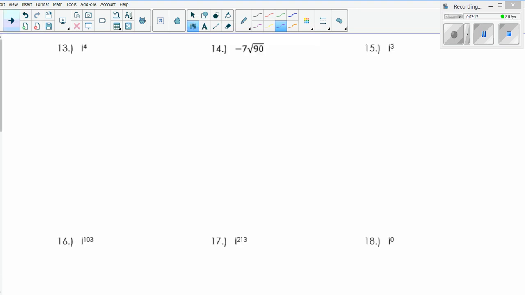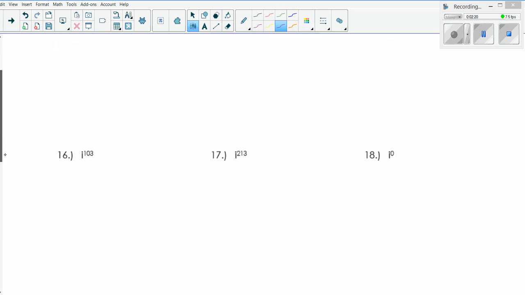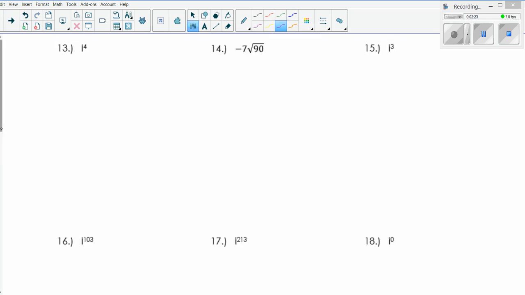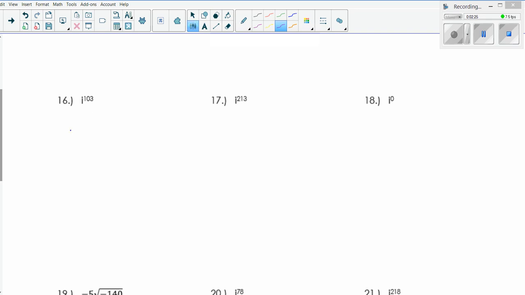So if you had a problem like, oops, sorry. Let's do a problem like number 16. So I'd start by saying i squared, and I'm trying to get as close to 103 as possible without going over 103. Okay, so I can do 51, because 51 times 2 is 102, but that leaves me with one extra i. So I have to be very careful that I'm still coming up with the same value of i to the 103rd power. 2 times 51 gives me 102, times another i gives me 103. So now it's the exact same as what I started with.